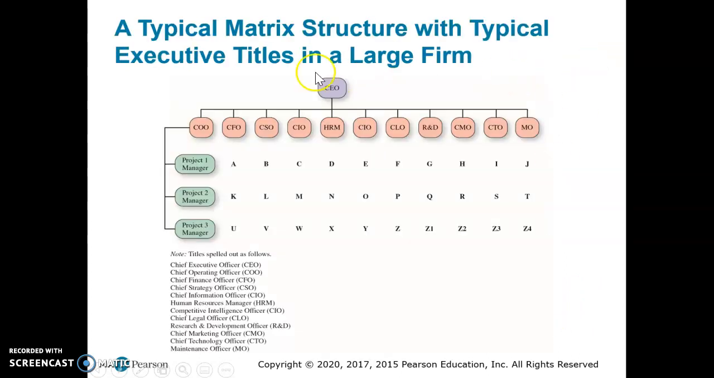This is an example of what a matrix structure would look like. This isn't the best example I've ever seen, but it'll do the job. You can see the different functional areas here, and then you might have different projects or even product lines over here, and so they all kind of have to work together. Procter & Gamble is really popular for using this structure.